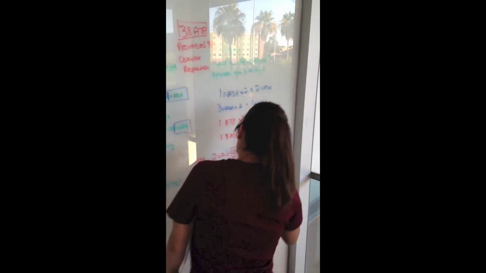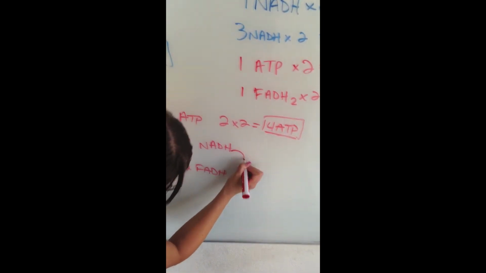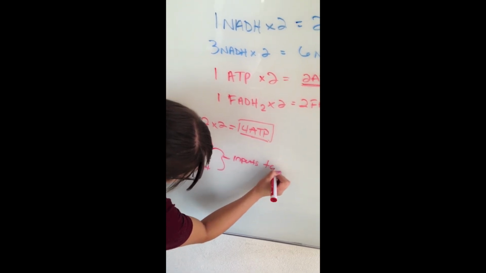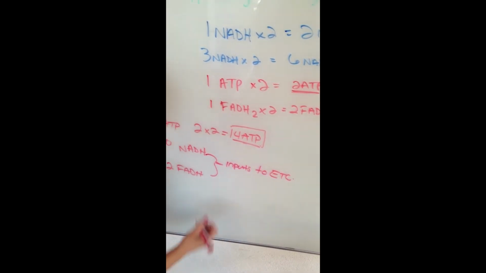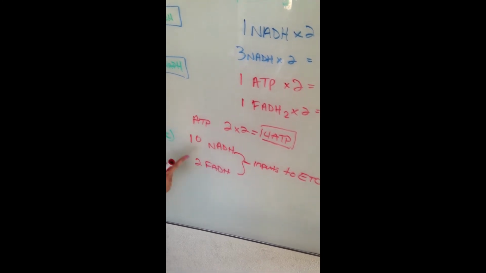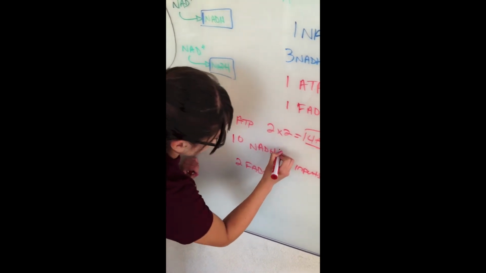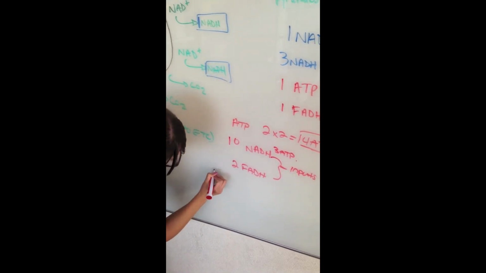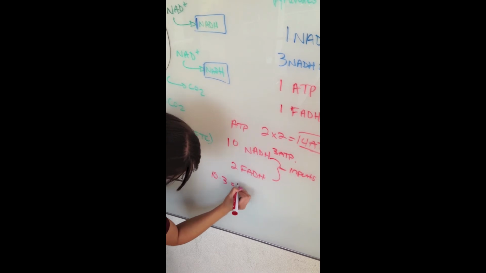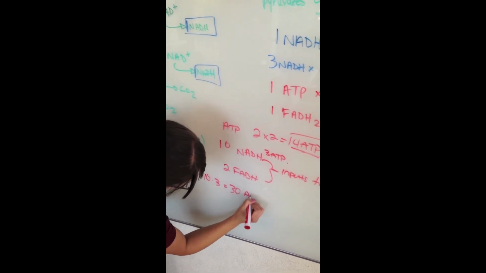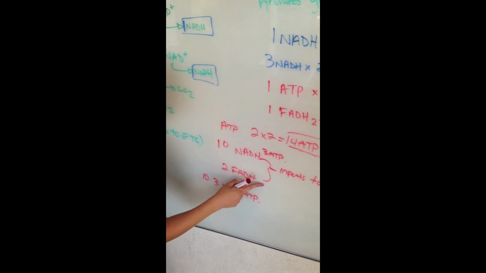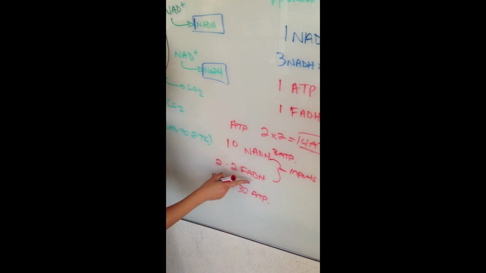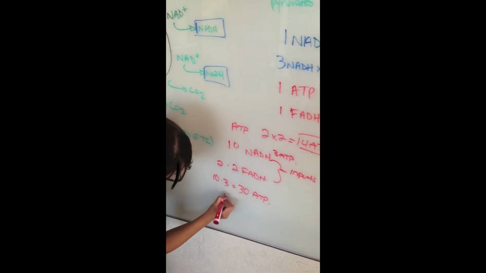But since these 2 molecules are the input, again, to the electron transport chain, for every NADH, it will produce 3 ATP. So if you multiply the 10 that you have times the 3, it will give you 30 ATP. For every FADH, it will produce 2 ATP. So you will multiply that by 2, and it will give you 4.